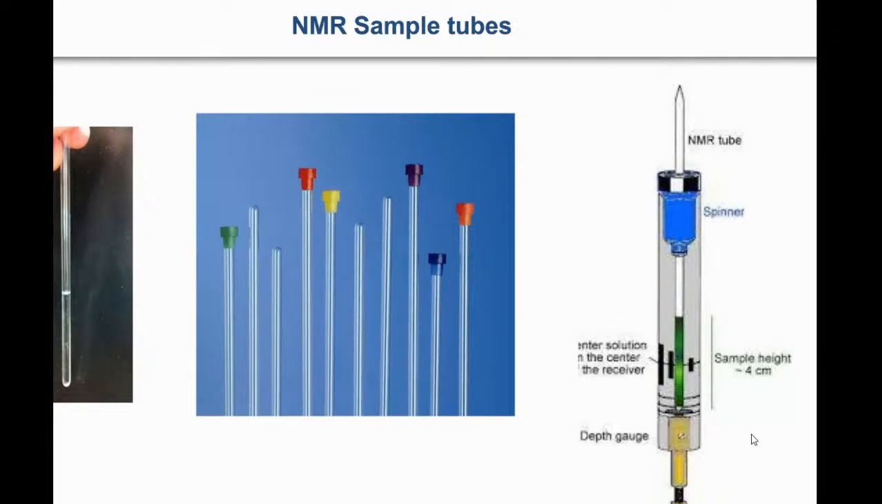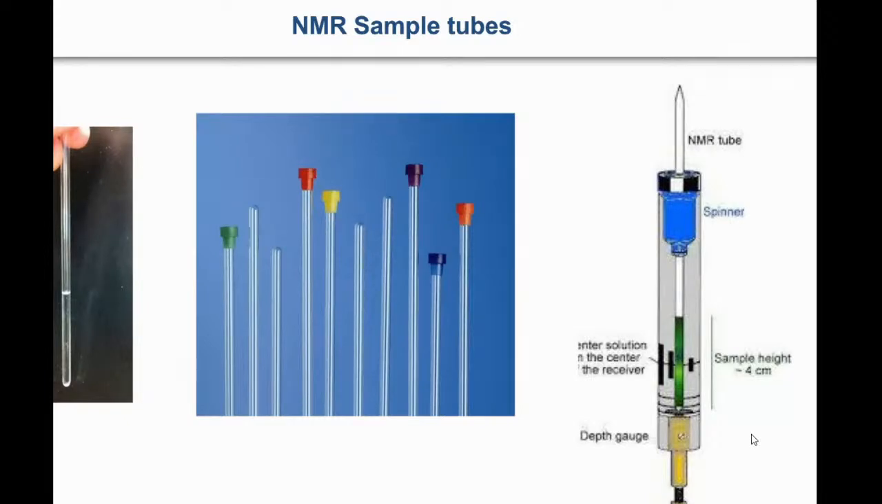The bottom is like ground. Now you have to fill up to 5 centimeters, or around 500 microliters of sample. And how do we do that? This is called a spinner, and this is a depth gauge. You put the tube into a spinner and put it into a depth gauge, and there are markings here. The sample should be exactly in between. Sample height here says 4 centimeter, but for 5 centimeter, you should be really good. Fill it with as high a concentration as possible, then you get a very good NMR signal.